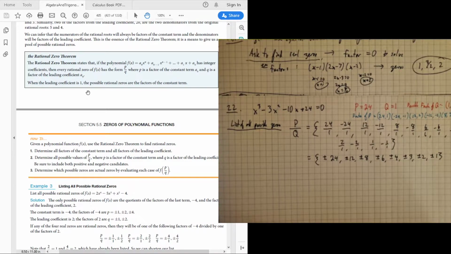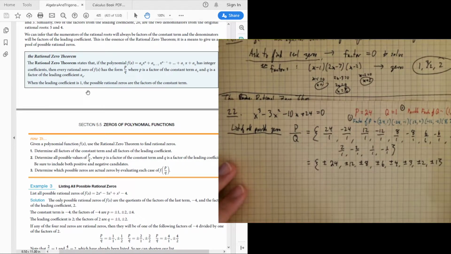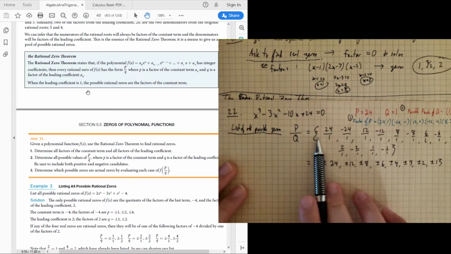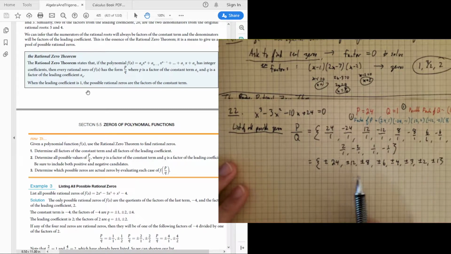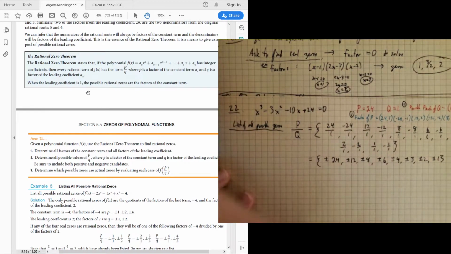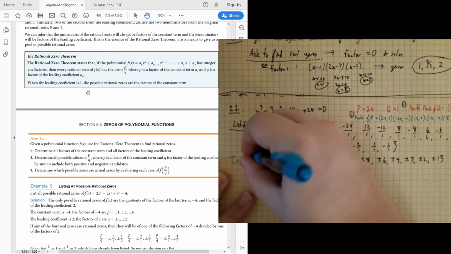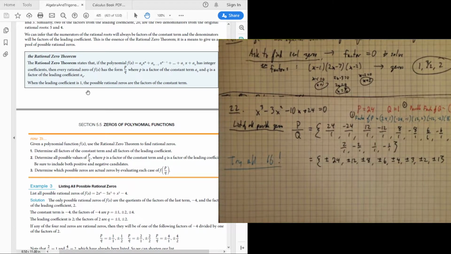Now, notice the how-to. It states, determine all the factors of the constant term and all the factors of the leading coefficient. That's the first thing we did. It's right up here. So this right here is step 1. Step 2, determine all possible p's over q's. Well, that's this list, which is much better and concisely put here. And then it says, determine which possible zeros are actually zeros by evaluating each case. So what the book is advocating is go in here and try all 16. Oh my God, no. Not going to happen.